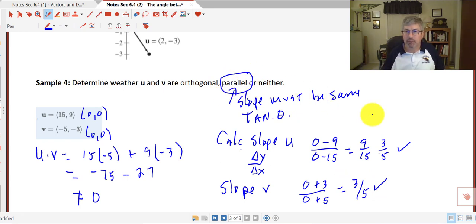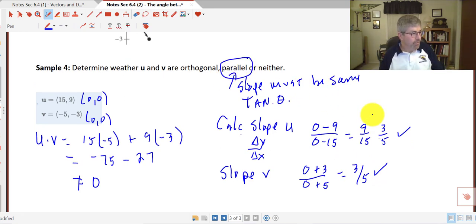that these are parallel. We will get a little bit more practice with working with the angle between two vectors and orthogonal angles, calculating those things when I see you in class.